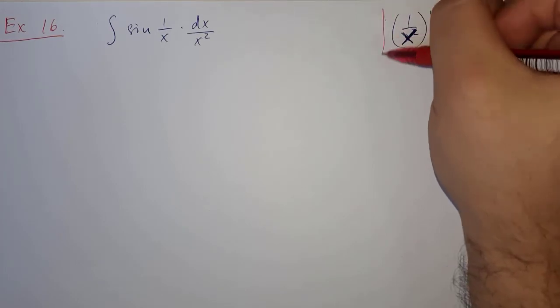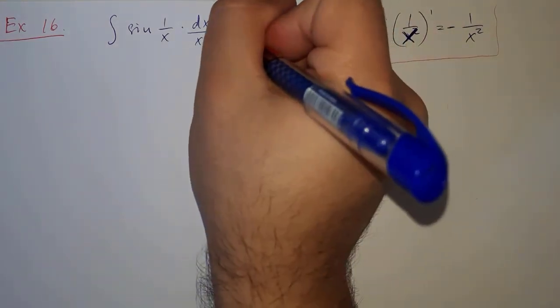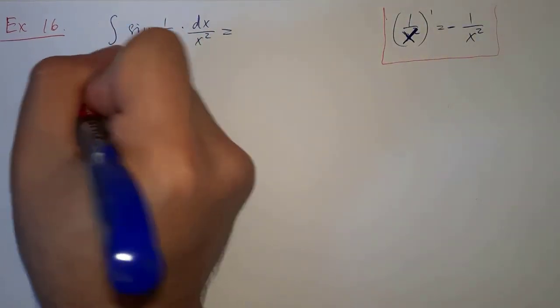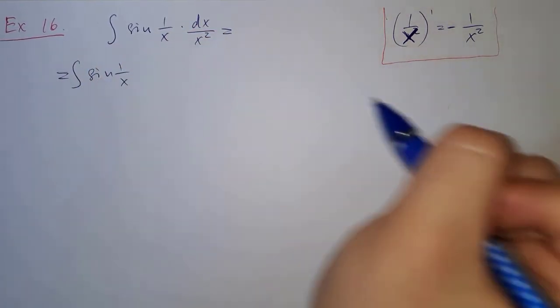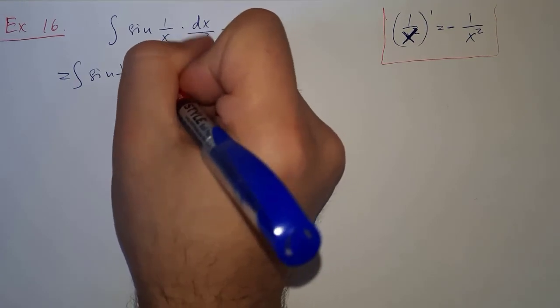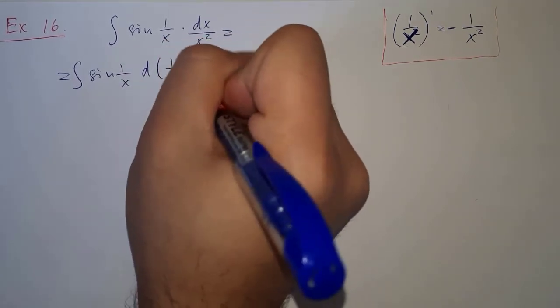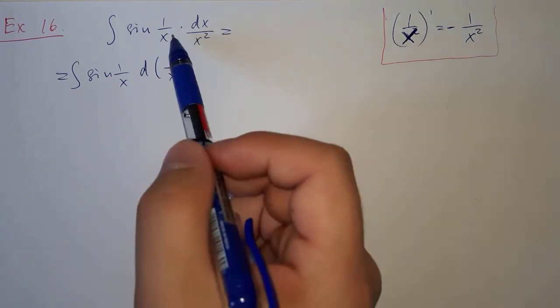So we have this equality, and if we use it here, it will be now the integral of sine of 1 over x, and now here we have in the differential 1 over x. So it gives us minus 1 over x squared, but we don't have the minus.